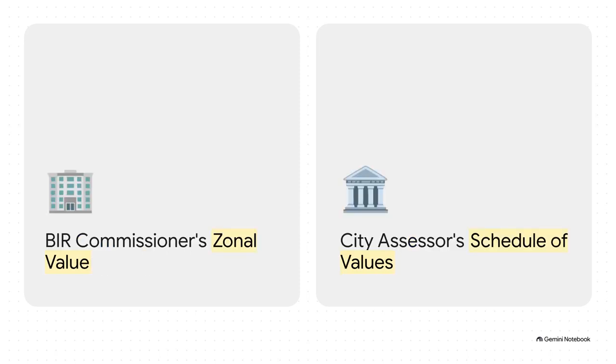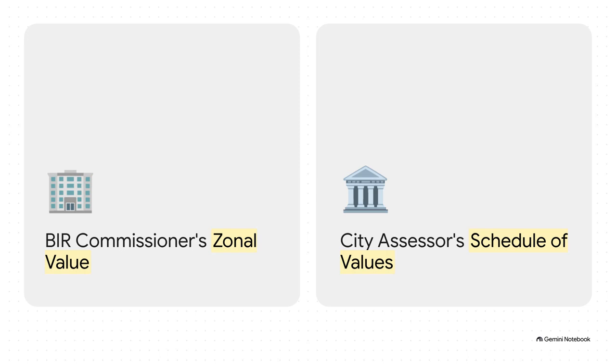Let's dig just a little deeper into that fair market value side of the equation, because honestly, the exam loves to test this. The FMV isn't just some random guess. The law defines it super strictly. You have to compare the BIR commissioner's zonal value against the provincial or city assessor's schedule of values. And again, the rule of higher applies here too. FMV is always the higher of these two values.